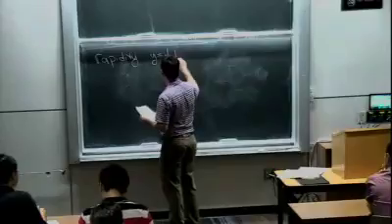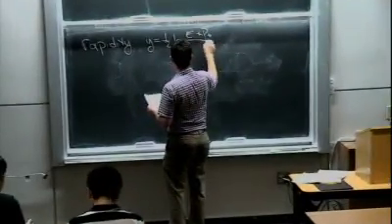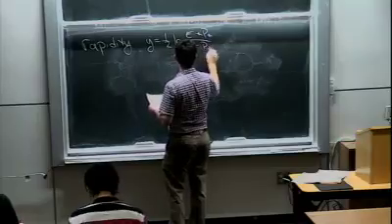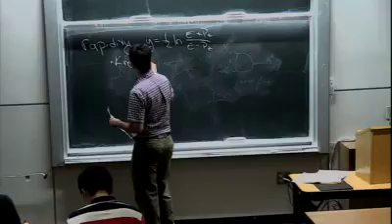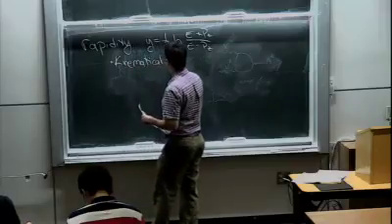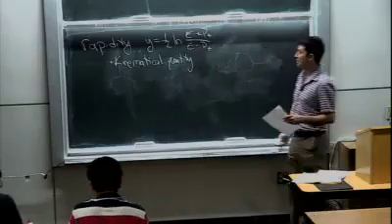Rapidity is called y, and it's defined as half of the log of (E plus pz) over (E minus pz). This is a kinematical quantity, meaning it's determined by the kinematics, by the four-momentum.